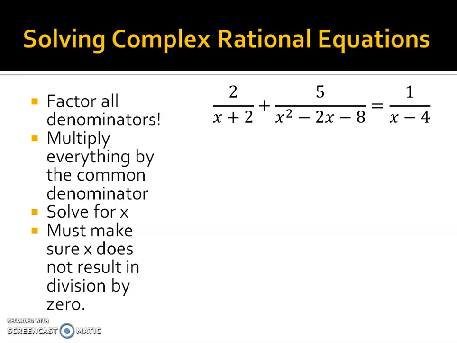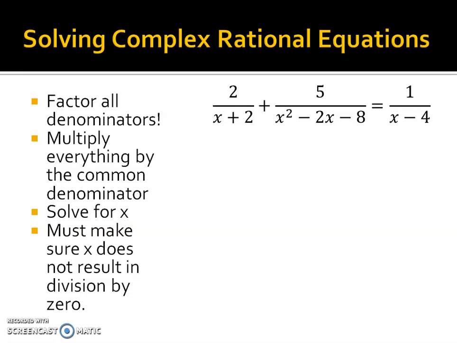Okay, so on that last video, we were going over ones where they had some numbers in there, and it was a little bit easier to see what the common denominator was going to be. There are going to be some that are a little bit more complex, meaning, yes, I can see that this bottom has a factor of x plus 2, and I can see that this bottom has a factor of x minus 4, but I cannot see what the factor is for this one here. Okay, that's an x squared minus 2x minus 8. So what do I need to do first for this problem before I can solve it?